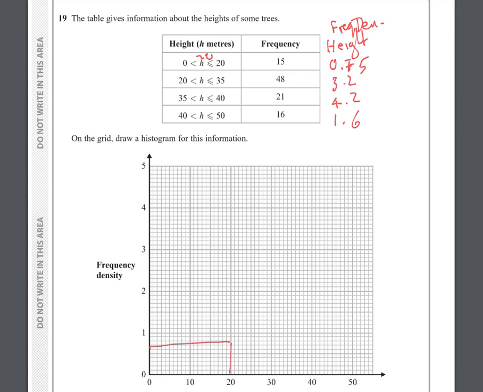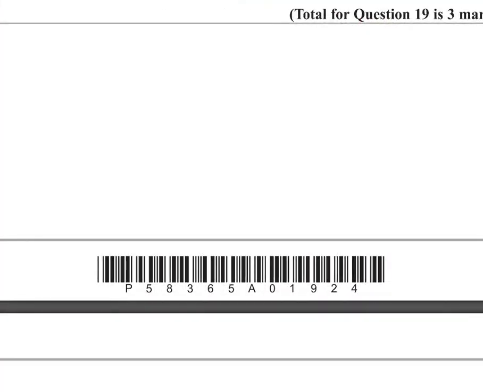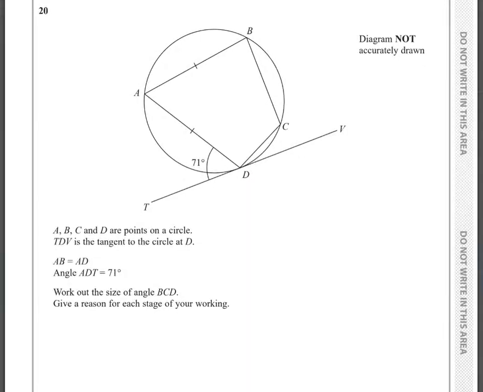It's quite difficult to draw my lines, please forgive me. Up to 35 is 3.2. 4.2 is the next one, 35 to 40. Oh, that's just a really narrow one. And 40 to 50 is 1.6. There you go. Yours will be a lot neater than mine, but you get the idea. Okay.